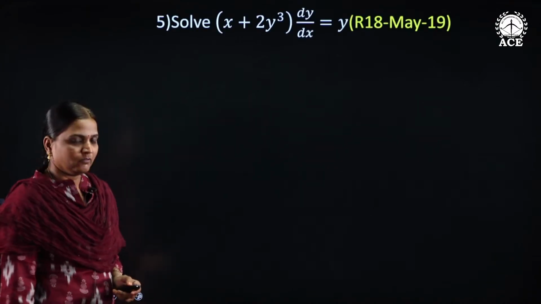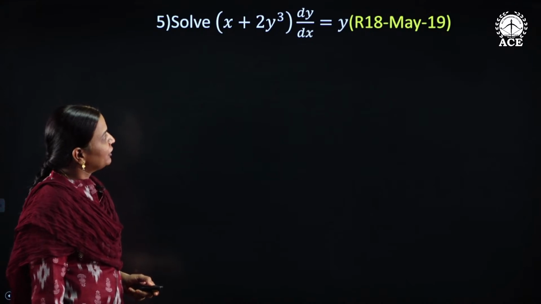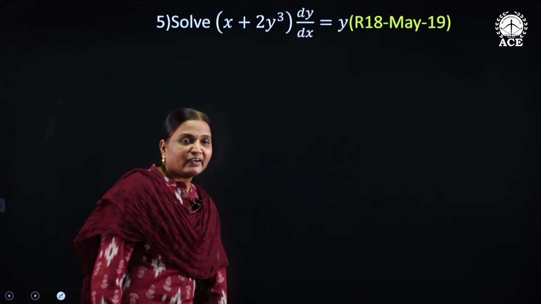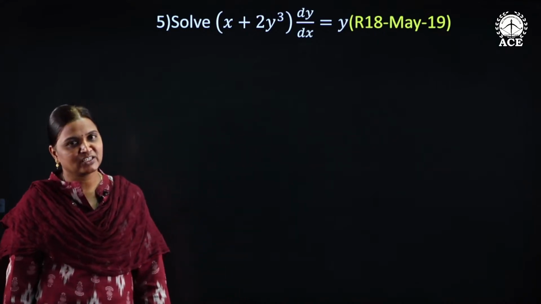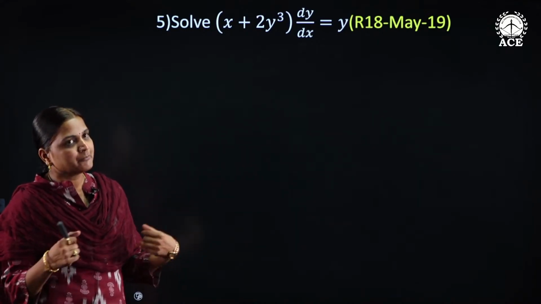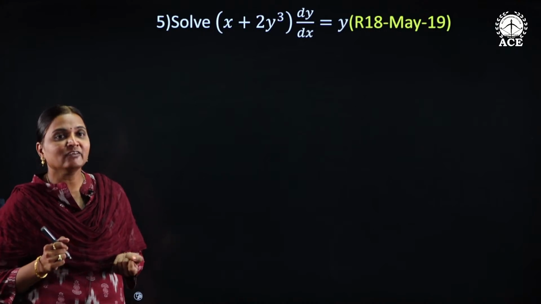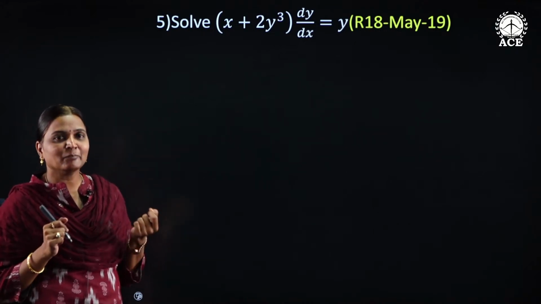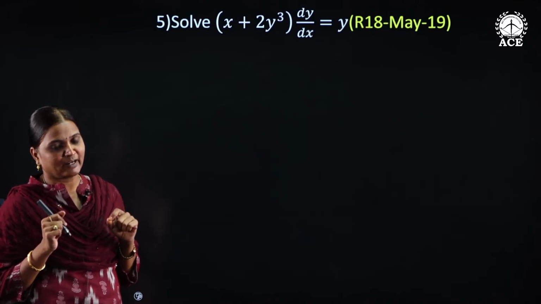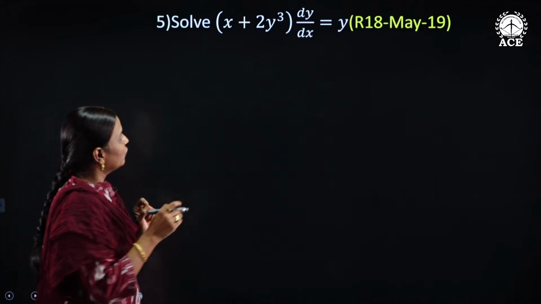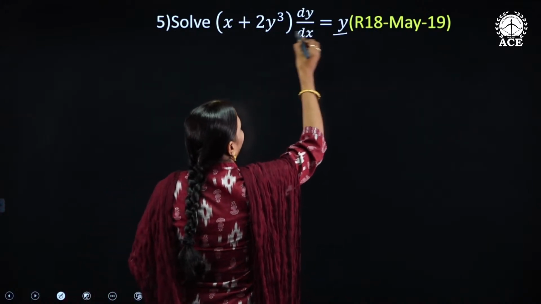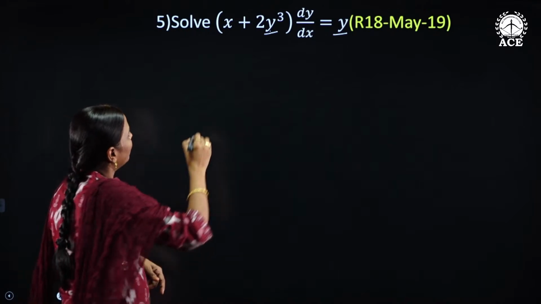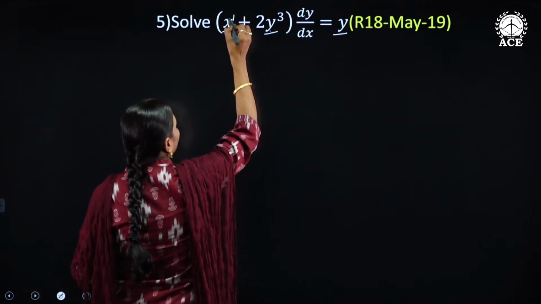Next, solve: x plus 2y cube into dy by dx is equal to y. Here, identifying the nature of the given differential equation is important. So, observe clearly and identify which variable is the dependent variable. Observe which variable appears with degree 1, with power 1. Now here we have y and y cube. Y does not appear with power 1. So here only x appears with power 1.